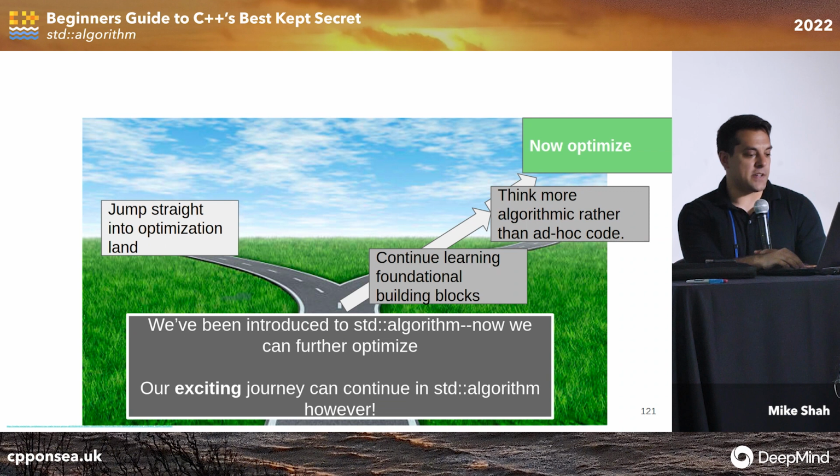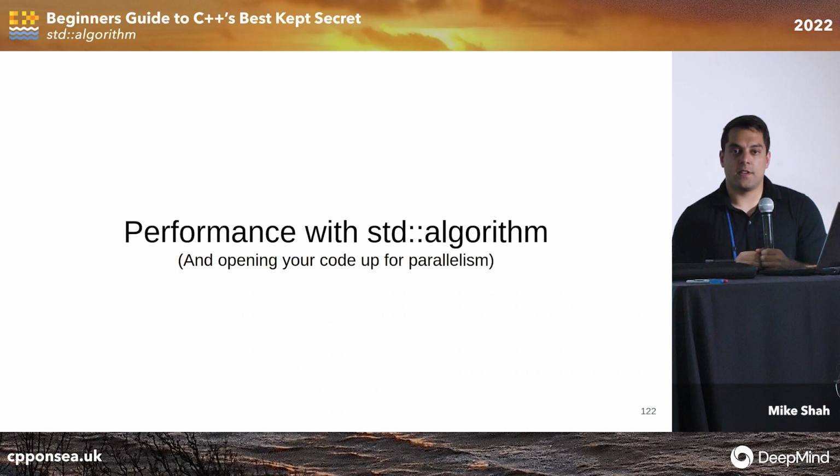So what about performance when we talk about standard algorithms and optimizing things? Really, this is going to be about opening up our code for parallelism. That's one part of it. I think it's also about opening our code to more opportunities for writing asynchronous code, if that's allowable, because our code is going to be simpler.